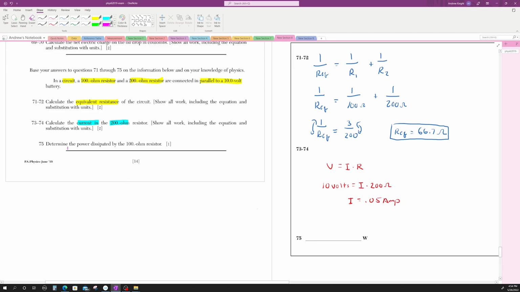Question 75. Determine the power dissipated by the 100 ohm resistor. So I need to use my power formula for this. In this particular case, I know that it's the 100 ohm resistor, and I'm in a parallel circuit, so my voltage is 10. There are many different formulas for power. Let's take a look at what we need to use.